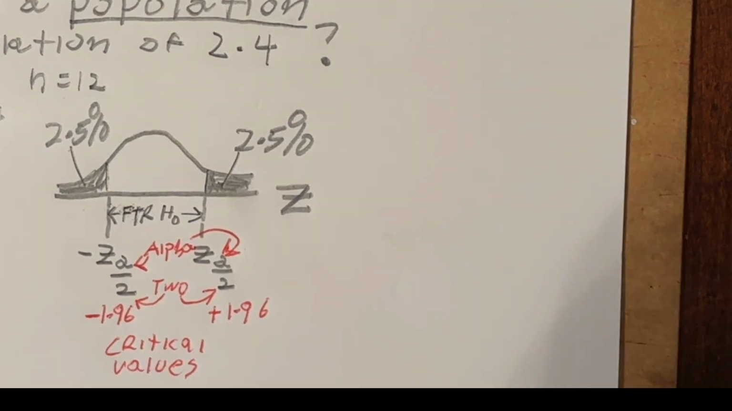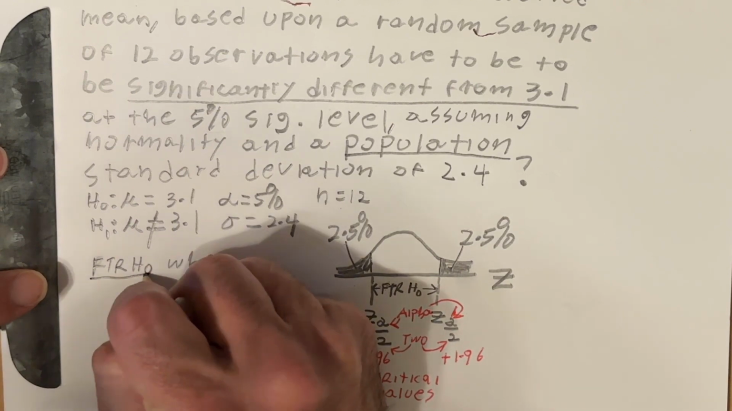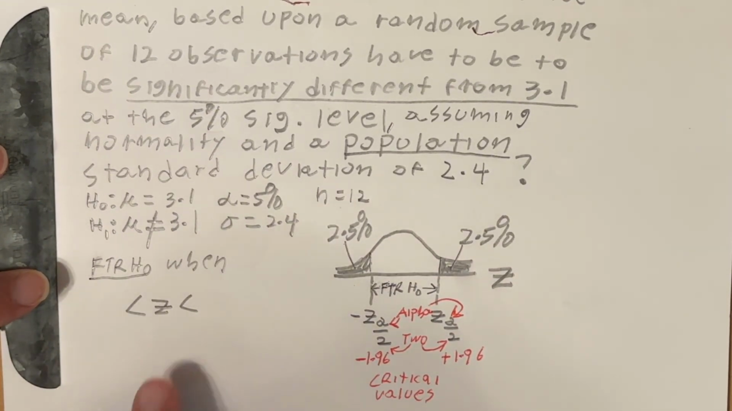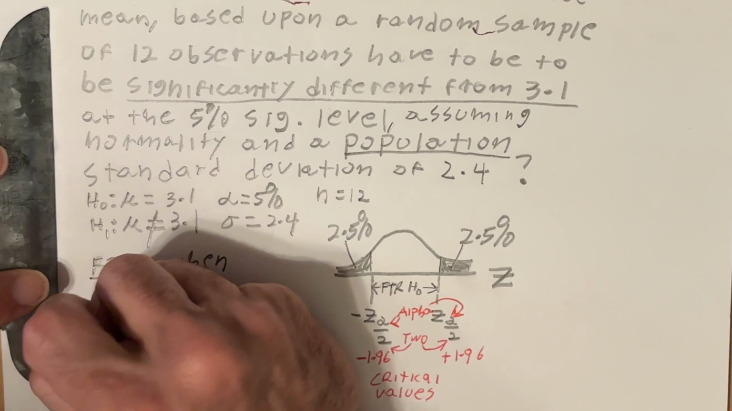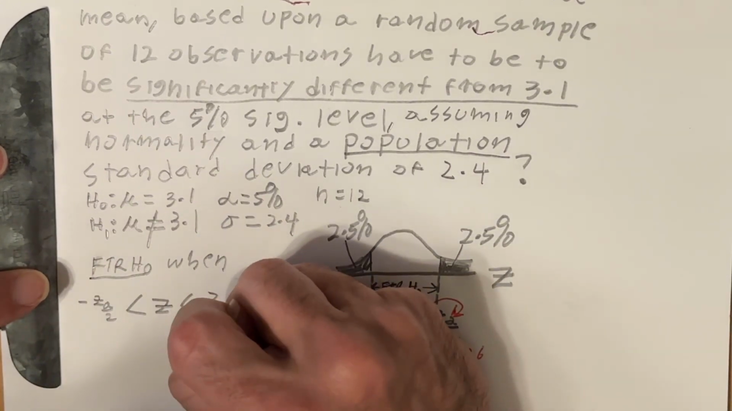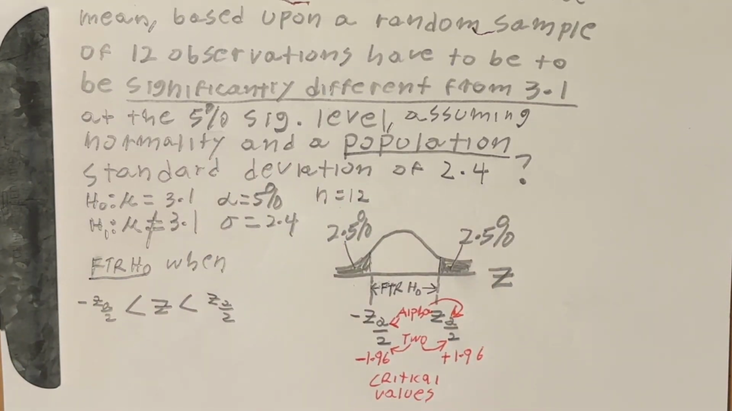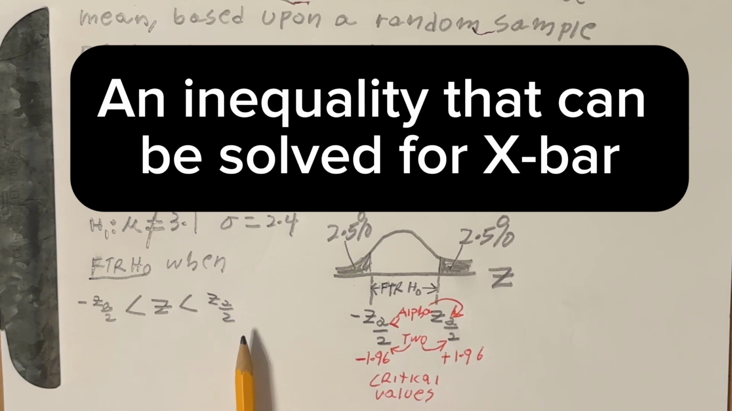Okay. So that tells us that we want to fail to reject this null hypothesis when z is between negative z sub alpha over 2 and positive z sub alpha over 2. And you might not realize it yet, but this is an inequality that can be solved for x bar. Let me show you the next step, but you got to reflect on this a little bit. This comes right from the picture.